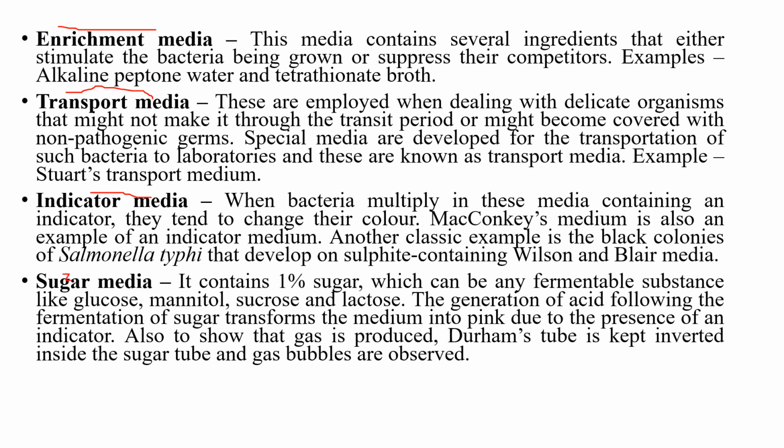Then come to the sugar media. Sugar media contain 1% of sugar, which can be any fermentable substance such as glucose, mannitol, sucrose, and lactose. The generation of acid following the fermentation of sugar transforms the media into pink due to the presence of an indicator. It also shows that gas is produced, as a Durham tube is kept inverted inside the sugar tube and gas bubbles are observed.